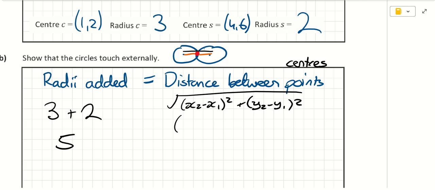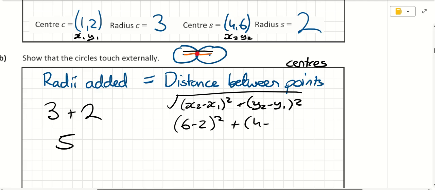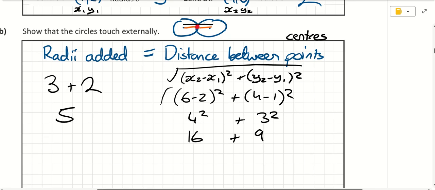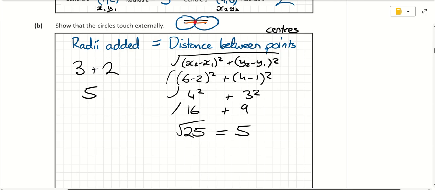So x2 minus x1, so x2, y2, x1, y1. I'll just keep these up there and not bother rewriting them. So we've got 6 minus 2 squared plus 4 minus 1 squared. So 4 squared plus 3 squared, that's 16 plus 9. Don't forget our square root is still here the whole time. So the square root of 25, which is 5. So as you can see, they are the same. So they touch externally.